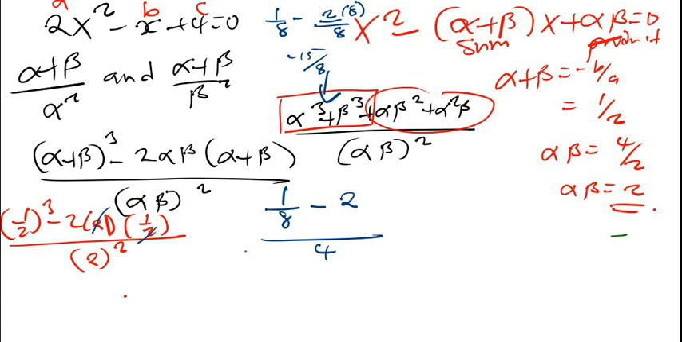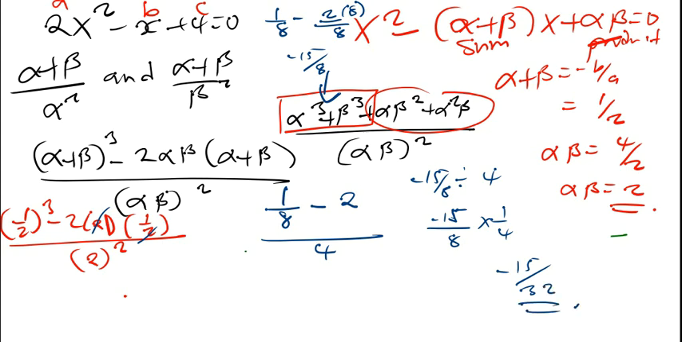You are still behind. Now what we are going to do, this negative 15 over 8, you divide it by 4. Negative 15 over 8 times 1 over 4, which is going to give us negative 15 over, what is 8 times 4? 32. So here there will be negative 15 over 32. That is the product. The sum.